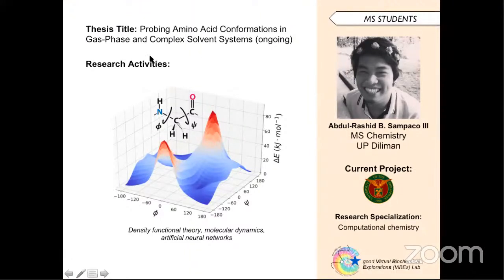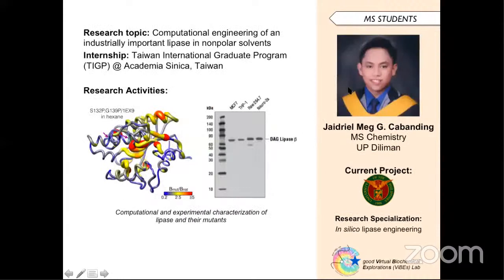Basically, aalamin namin yung using machine learning, aalamin namin yung structure ng mga amino acids sa gas phase at complex solvent systems. And hopefully, if we have a series of amino acid or amino acid sequence, we can predict the structure, 3D structure of that system. Protein engineering naman kay Meg, theoretical, tapos pumunta siya ng Taiwan, in-express niya yung totoong protein na in-engineer niya and anong magagamit noon sa industry.